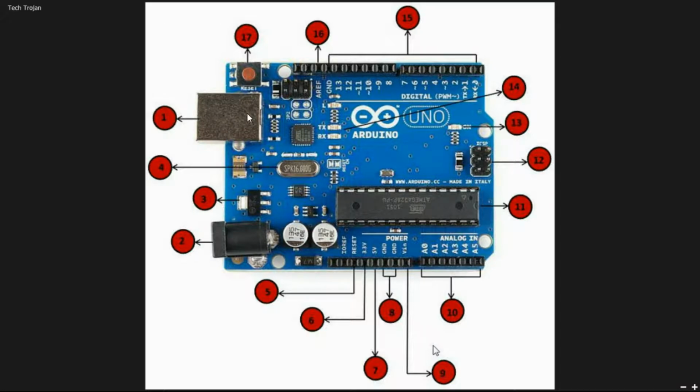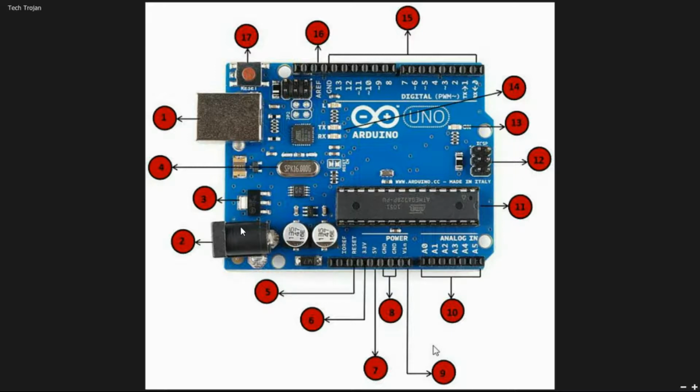Fourth one is crystal oscillator. The crystal oscillator helps Arduino in dealing with the time issues. The frequency of this crystal is 16 MHz. 5 and 17 numbers in the figure are Arduino reset. You can reset your Arduino board, that is, start your program from the beginning.